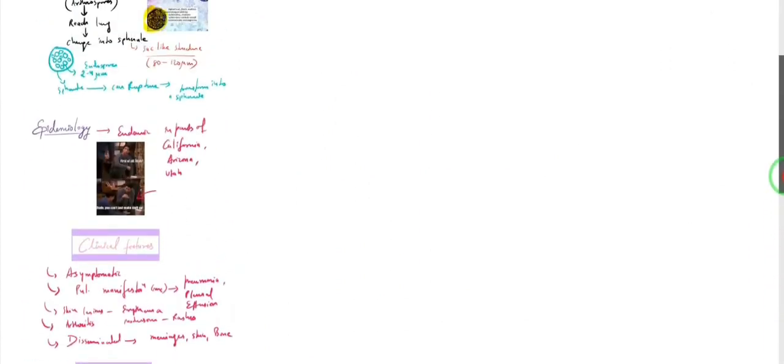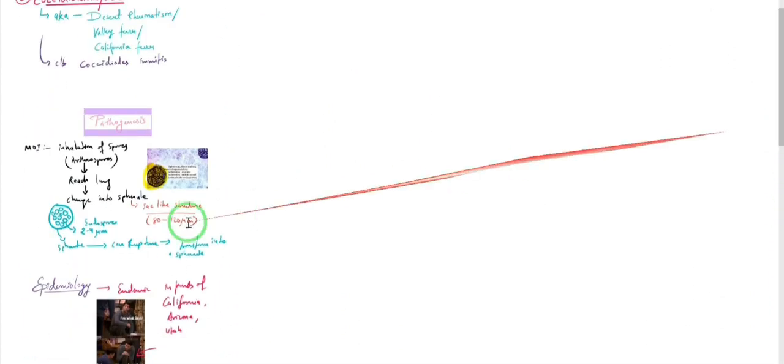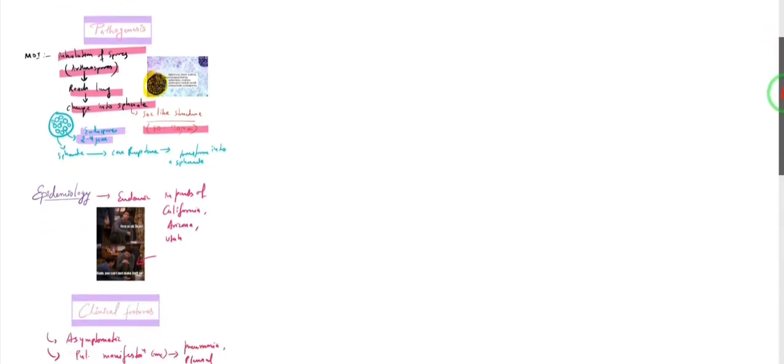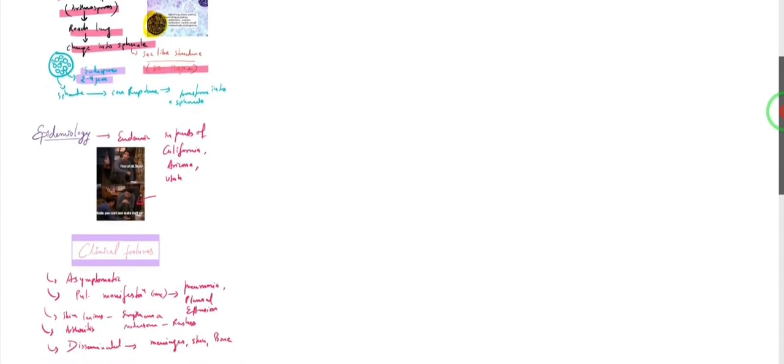So let's take a small recap of what we have just learned. Coccidioidomycosis is another type of systemic mycosis. It is also known as desert rheumatism, valley fever, or California fever. For the pathogenesis, there is inhalation of the arthrospores, which reach the lung and change into the spherule, which measures about 80 to 120 microns in size. It is a sac-like structure containing endospores, which are about 2 to 4 microns in size. These spherules can rupture and the spores are released and can form new spherules.